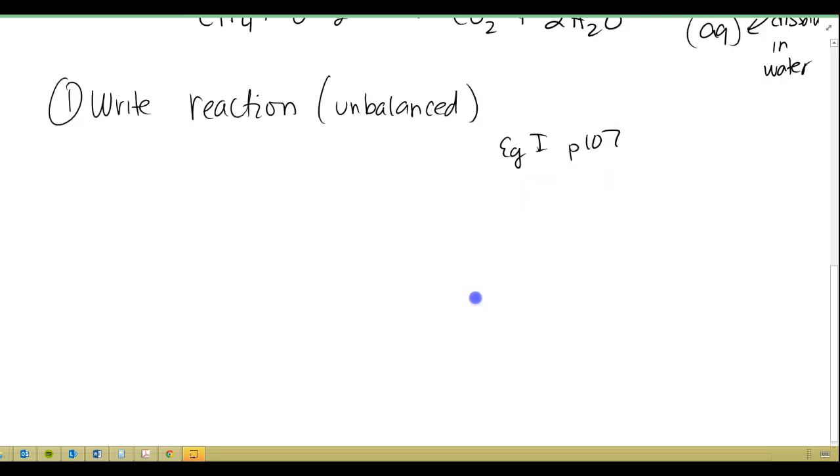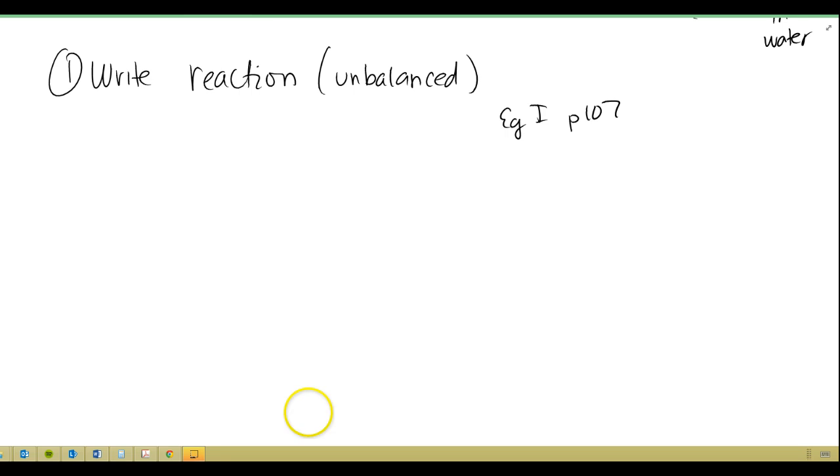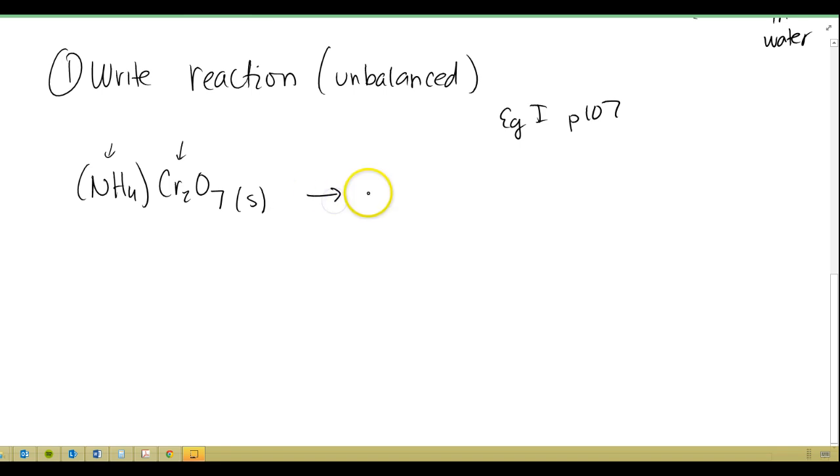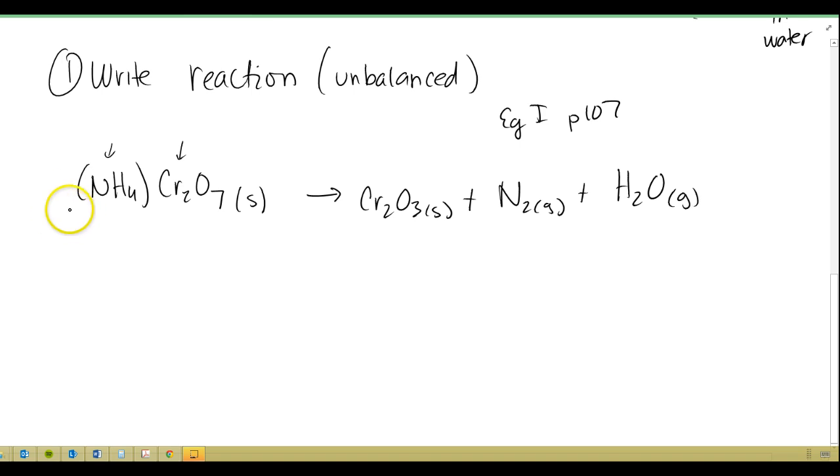I'll do this one together with you. We're told that solid ammonium dichromate, which has the formula (NH4)2Cr2O7, so ammonium dichromate, and it's solid, when it is heated, decomposes into solid chromium oxide, Cr2O3 solid, nitrogen gas, and water vapor gas.